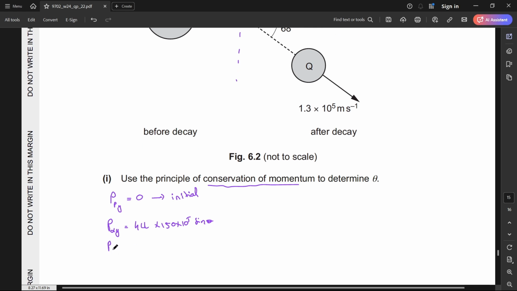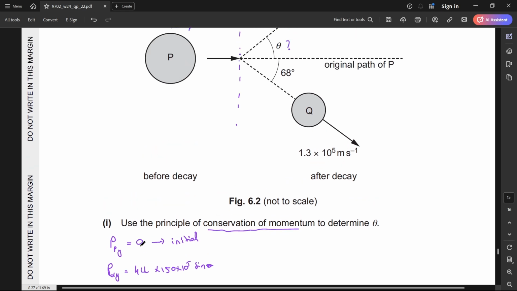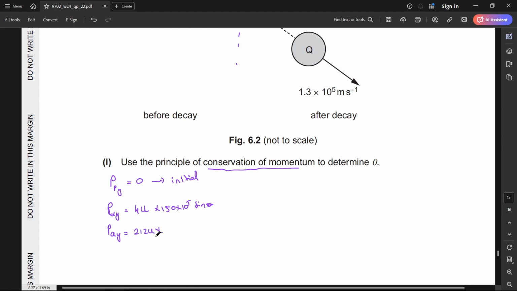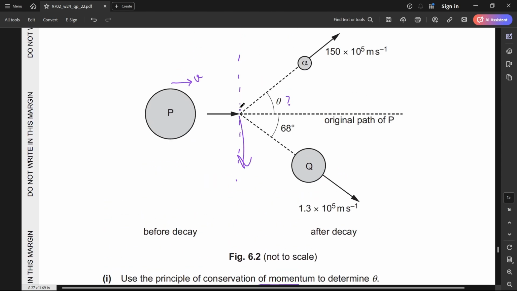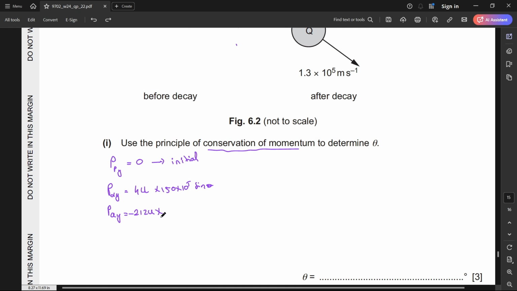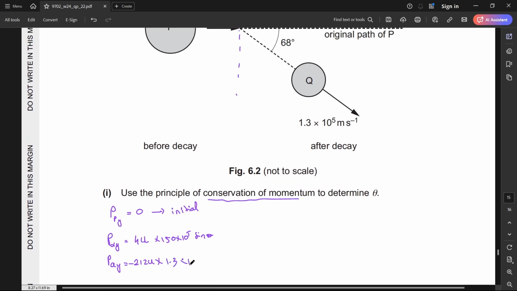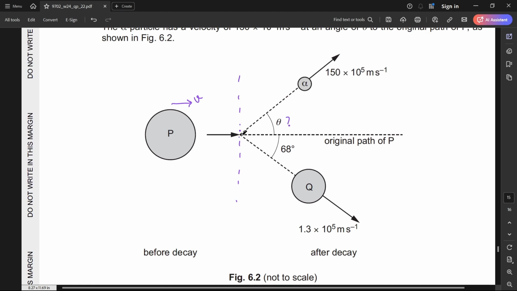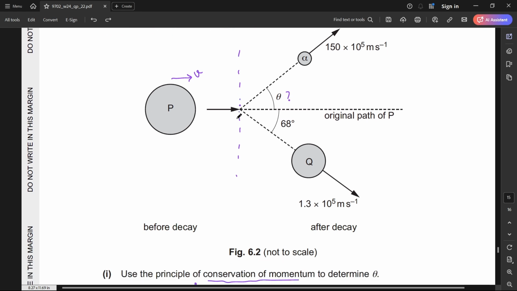And then the momentum of q particle in the y direction is, q was having 212 nucleon number, so the mass will be 212u into, and by the way this will be negative. Why will this be negative? Because it's in the downward direction. If we have considered from the convention, upward is positive, so downwards will be negative. Momentum is a vector quantity, so it will be minus 212u into 1.3 into 10 power of 5 sine of 68. If I had to take velocities with respect to x-axis, it will be 1.3 into 10 power of 5 into cos 68, then 150 into 10 power of 5 into cos theta. But with respect to x, because v is unknown, we are not doing that. I hope that is making sense to you.